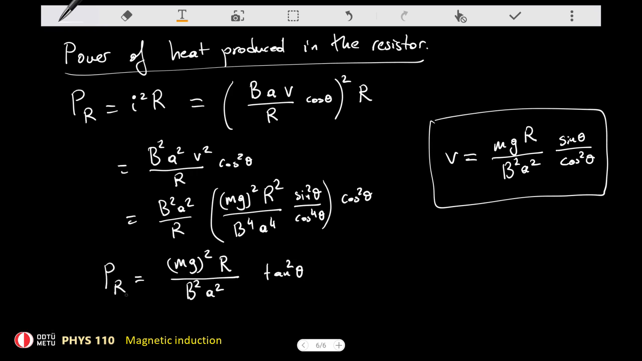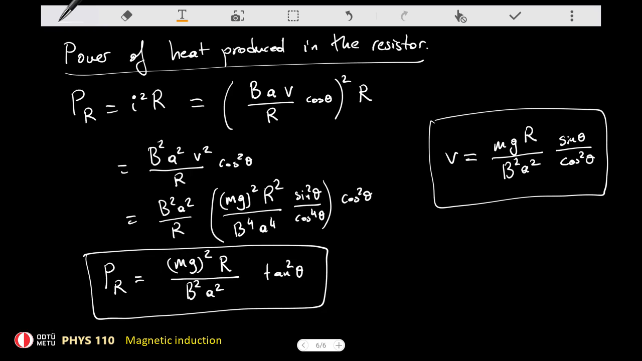This is the power of energy dissipated on the resistor. Alright, I need to also remember this, but I'm not going to copy this. So the next thing is the power of work done by gravity. Let me just say the weight force.